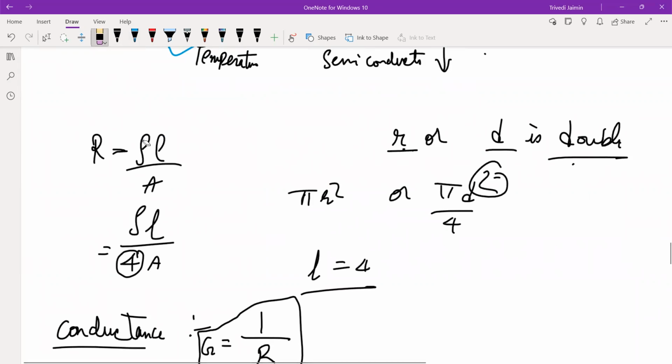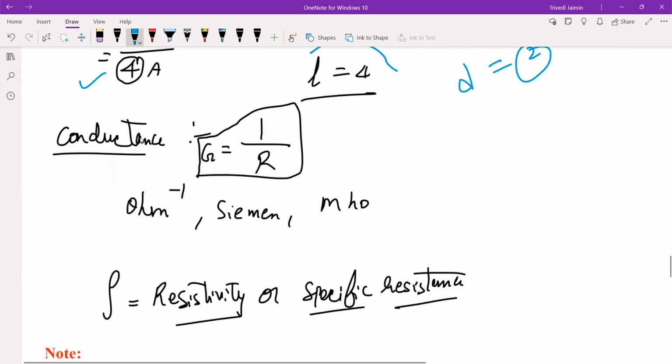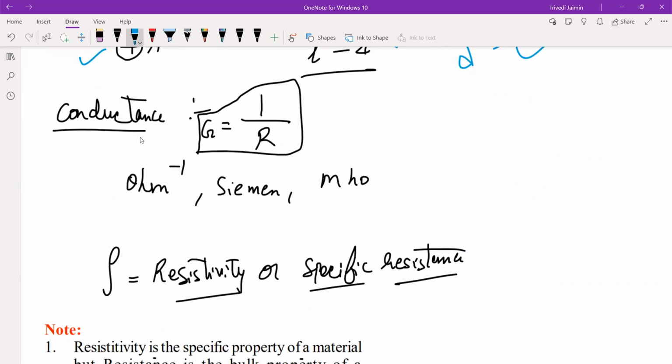So rho is directly proportional to R, and R is directly proportional to L and inversely proportional to A. As I said, if diameter increased by 2 times, area increased by 4 times, that means resistance decreased by 4 times because they are inversely proportional. Conductance G equals 1 by R, unit ohm inverse or Siemens. These are the units for conductance.